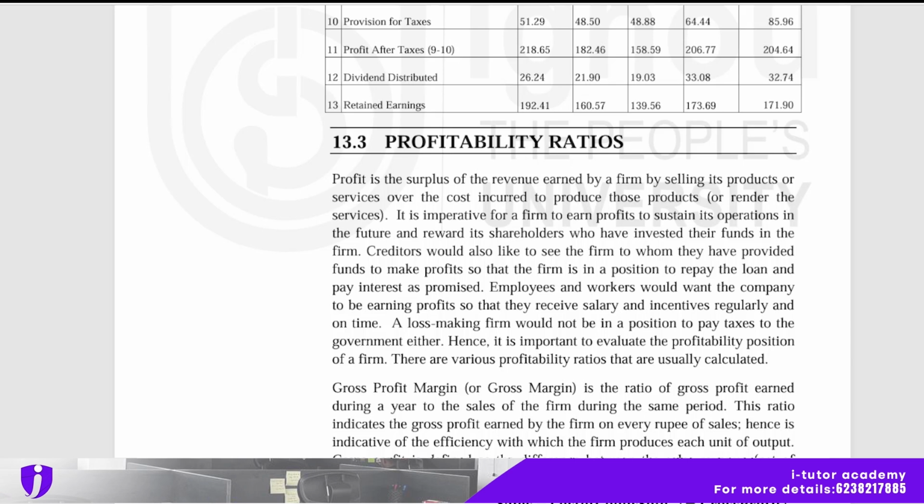Profitability ratios. Profit is the surplus of the revenue earned by a firm by selling its product or service over the cost incurred to produce those products or render the service. It is imperative for a firm to earn profit to sustain its operation in the future and reward its shareholders who have invested their funds in the firm.